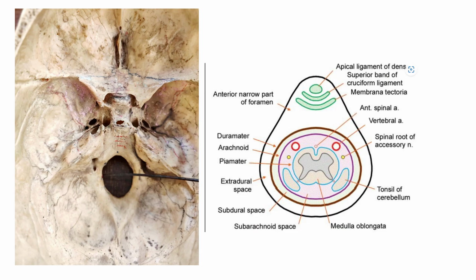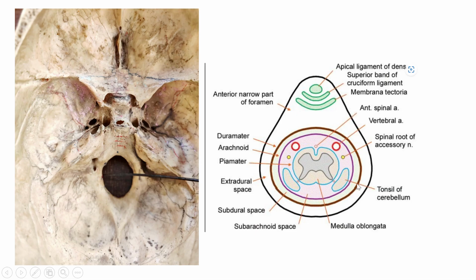This is the foramen magnum, divided into an anterior narrow and a posterior broad part, and we already have discussed this is the area where ligaments pass: apical ligament, cruciform ligament and membrana tectoria. This is the lower part of the medulla oblongata, covered by the pia mater, arachnoid mater, and dura mater. In the subarachnoid space, you will see there are vertebral arteries, the spinal accessory nerve, and anterior spinal arteries and veins are also shown, but not in this picture.